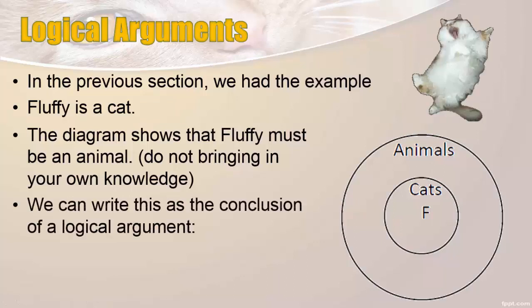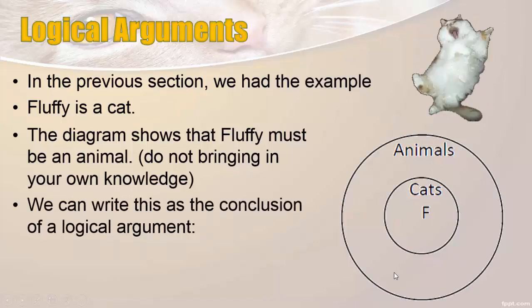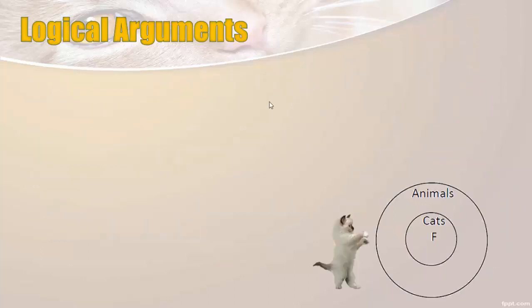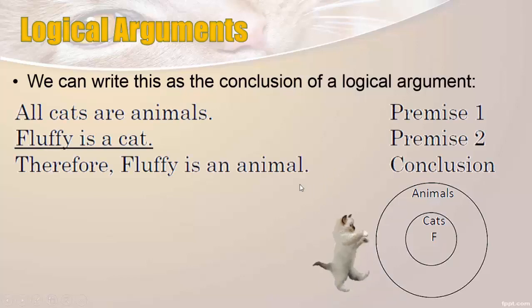So we can write a conclusion of a logical argument. We can write this conclusion, meaning we can take this diagram and conclude something about it. So we can use our Euler diagram to write a logical argument and then come to a conclusion about it. So let's see. We have all cats are animals and Fluffy is a cat.